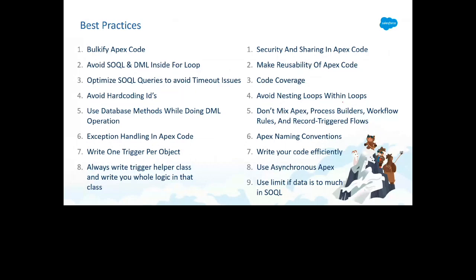Write one trigger per object. This is also a most important thing. Most of the developers write different triggers for different approaches. So don't do that. Write one trigger and handle all of the scenarios in one trigger, and write a helper class to perform the logic in your project.